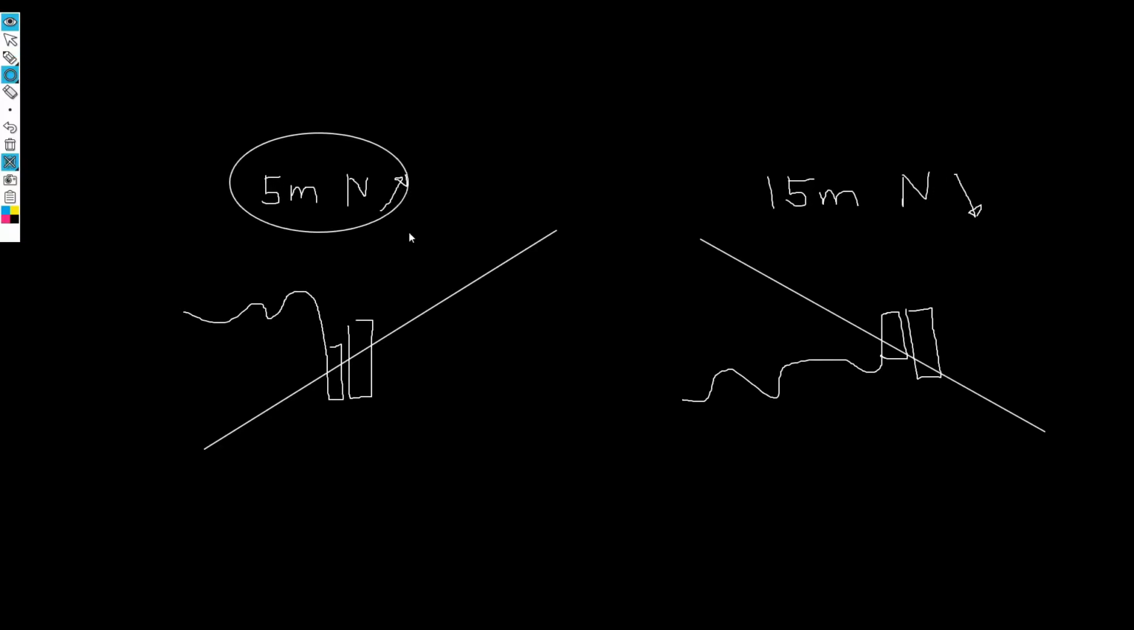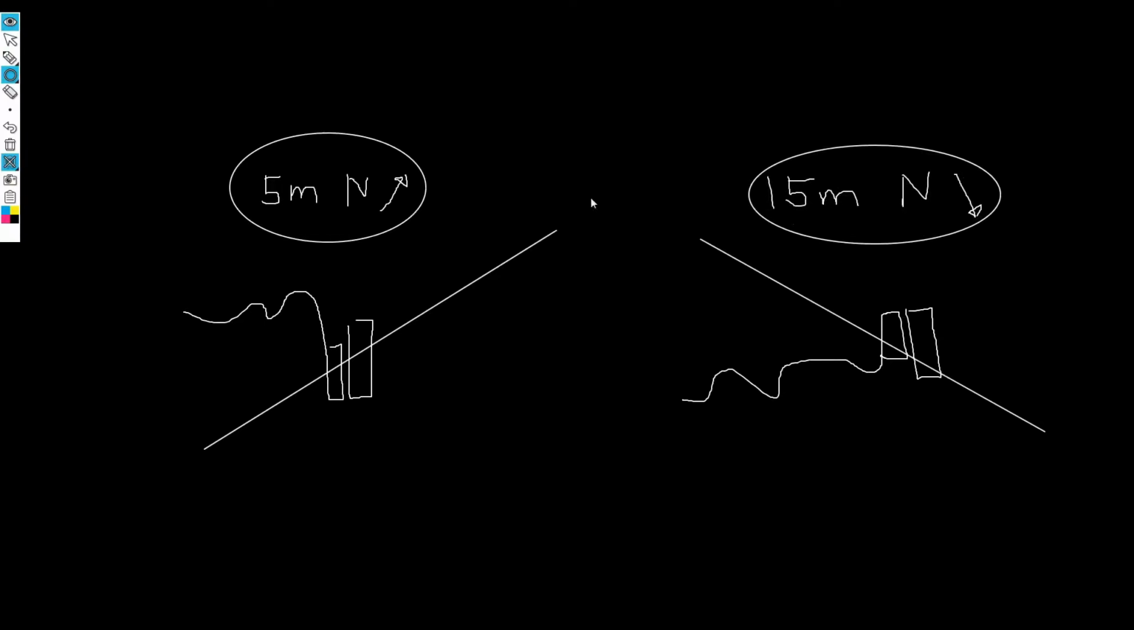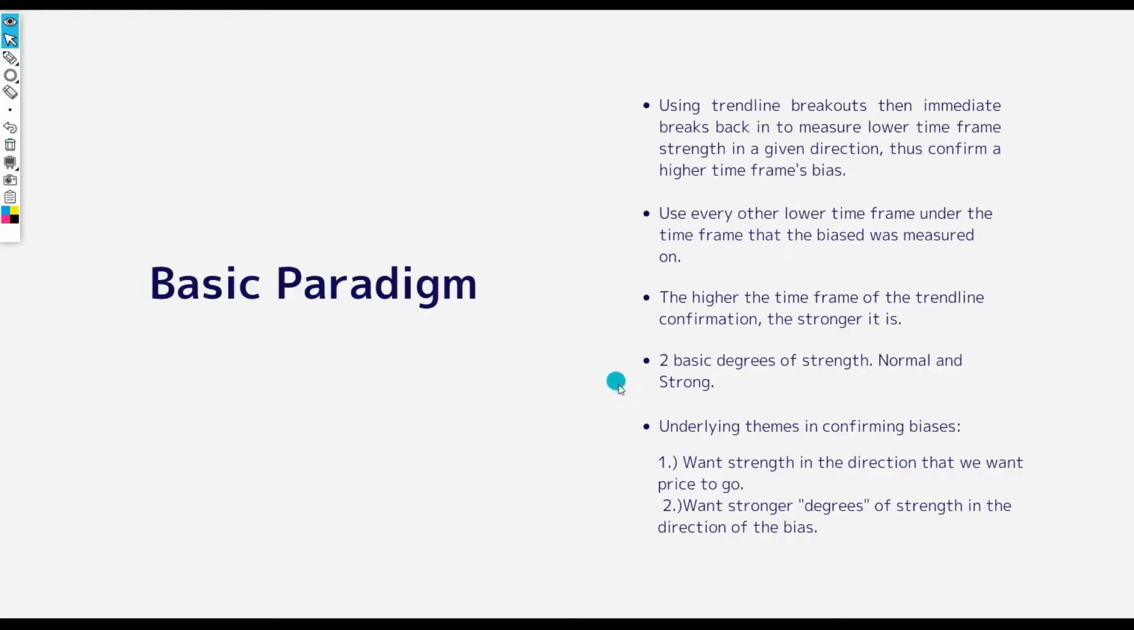Now, if these two confirmations were the only confirmations that formed on a given pair, that pair will have more short strength, simply for the fact that this normal short strength was on the 15-minute chart, which is a higher time frame than a 5-minute chart. So the higher the time frame that the trend line confirmation formed on, the stronger it is. And now there's two basic degrees of strength, normal and strong.